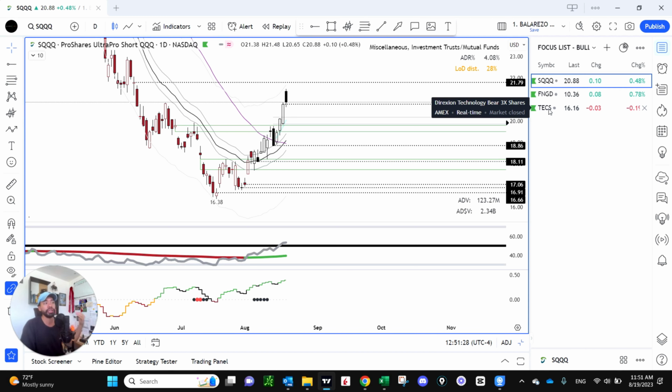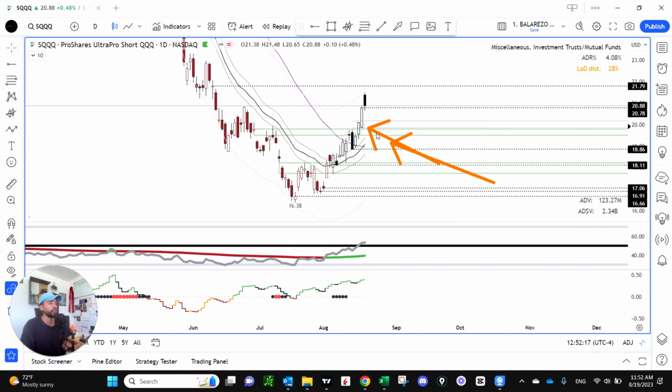Are we gonna make new highs? I have no idea. But the easiest trade here is just join the sellers if we happen to see a snapback rally in the indexes. I think that's gonna be the easy trade. I'm just gonna keep it pretty simple.